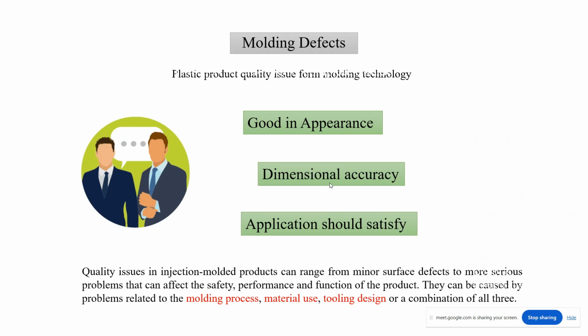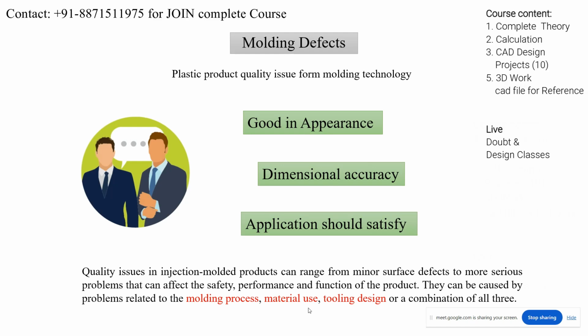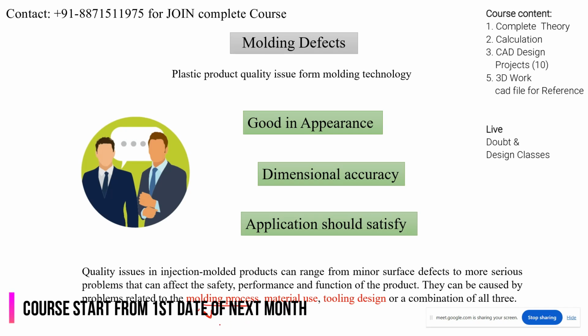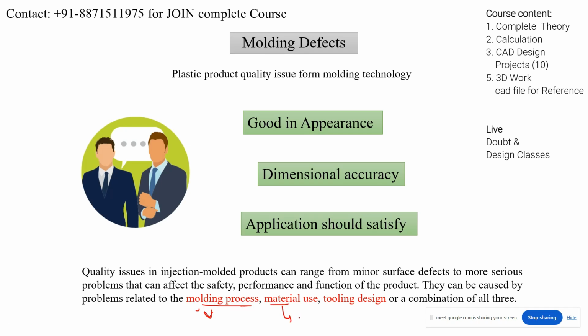If a defect is produced in the component, basically it is a combination of these three things: the molding process, meaning the parameters we have to use during molding; the material, which can be the mold steel or tooling material, or the plastic material we are using as raw material; and the tooling design. Depending upon that tooling design, the mold will be manufactured in the production department.